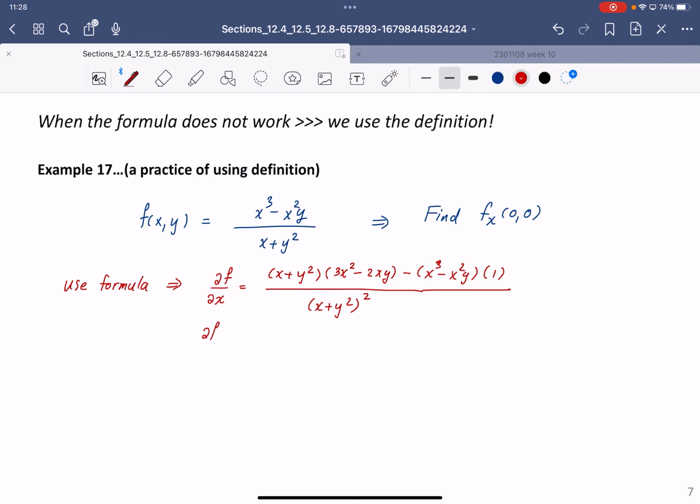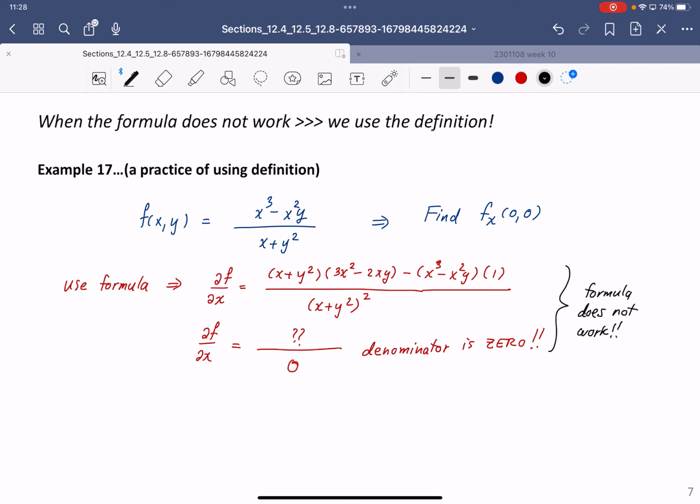And if you plug in, you're gonna see that the denominator is 0, right? Denominator is 0. So it does not work. It means the formula does not work. So when the formula does not work, you're gonna come back and use the definition. This is the case that the formula does not work, so we're gonna use the definition.